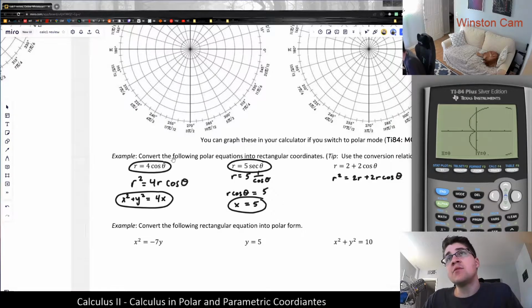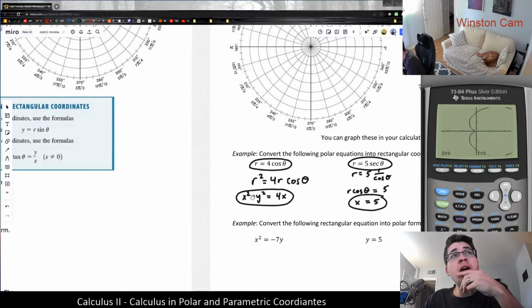And why this is cool is because r squared and r cosine theta, we know that those will translate directly back into rectangular coordinates, because r squared is equal to x squared plus y squared, and r cosine theta is just equal to x. The issue is, what is just r?